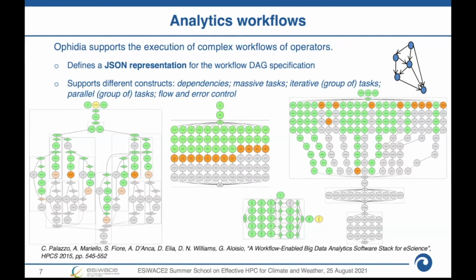So in this figure that we see here, the circles represent the tasks while the lines represent the dependencies. So the typical order is that the first tasks to be executed are those which are on the upper part of the figure, while those which are the dependent ones will follow. In Ophidia, we have defined a JSON schema for the workflow representation.